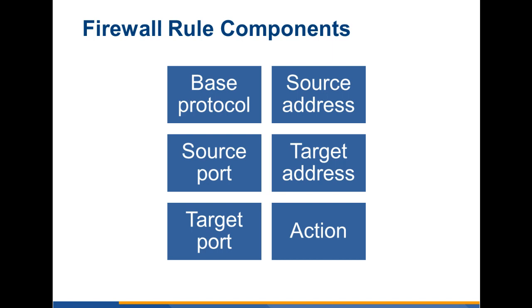Target address set as a specific IP address, a subnet, a range of addresses, or any for all possible addresses. Target port set as a specific port, a set of ports, a range of ports, or any for all possible ports. And an action. The two standard actions are allow and deny. Some firewalls also include log and alert actions that allow additional actions in a single rule.